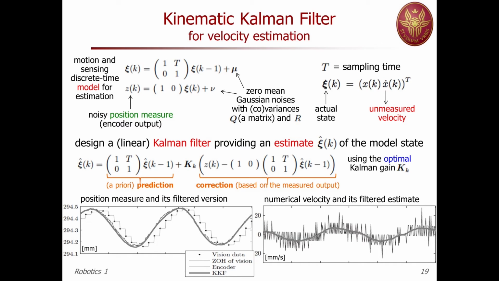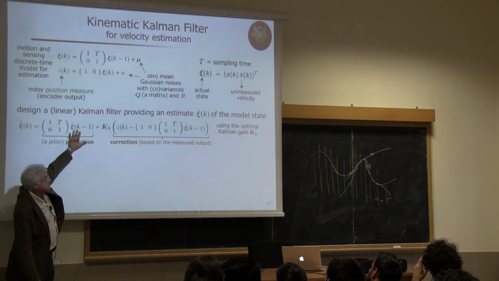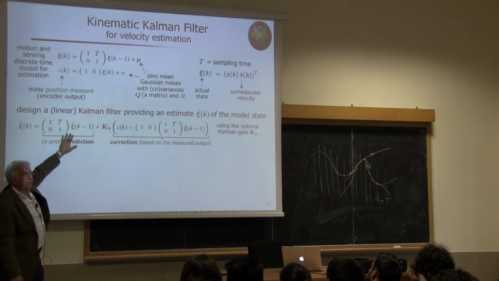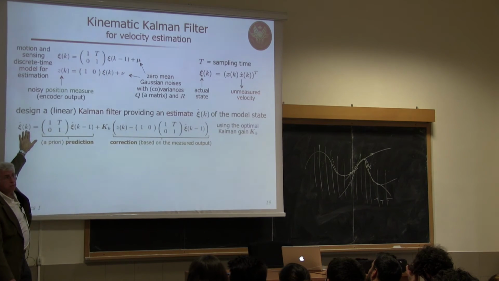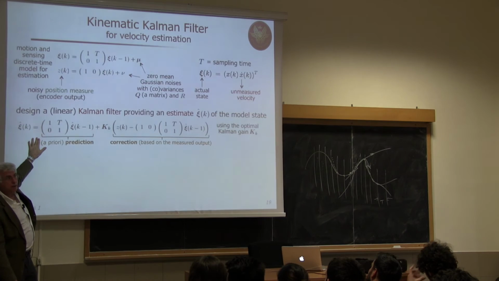It's just a copy of the original system without noise. So you see that this part is exactly that part when you remove mu and nu. So this is the so-called a priori prediction. So you have an estimate x hat at the previous instant, and you bring it farther one step, and you have the estimate at the current instant. Of what? Of the position and velocity.